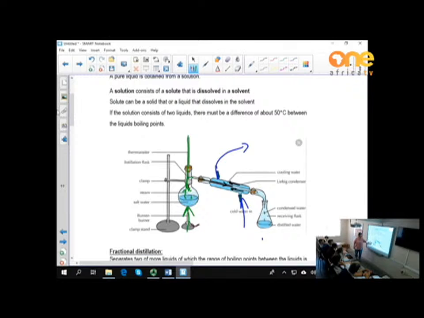Note the other apparatus. Here I have a retort stand with a clamp. There's my retort stand, there's my clamp. What would the name of this container be? That one would be what type of flask? A round-bottomed flask. It's got a round bottom, so that's a round-bottomed flask. Then we have the Bunsen burner and a thermometer.